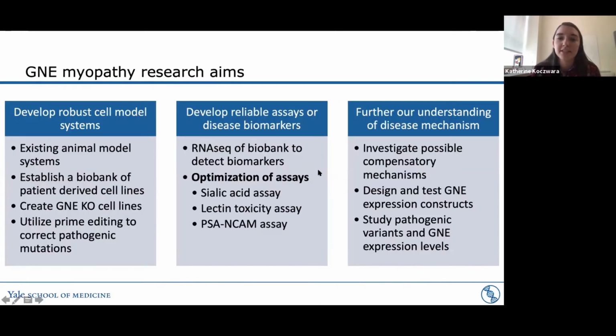So in addition to looking at an RNA level, I've also been looking to optimize assays that we can perform on the cells to measure sialic acid production or utilization to get a measure of sort of GNE activity within cell lines. And so there's 3 assays that I'm going to talk about that I've been working with in the cell line.